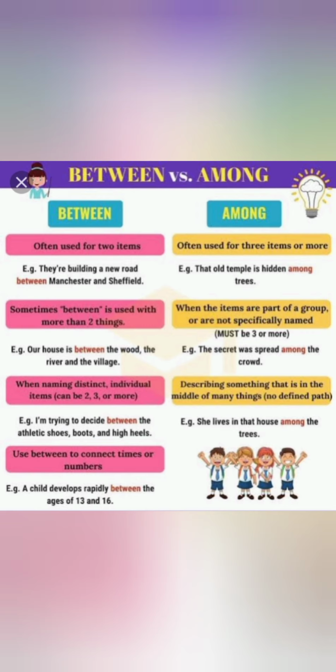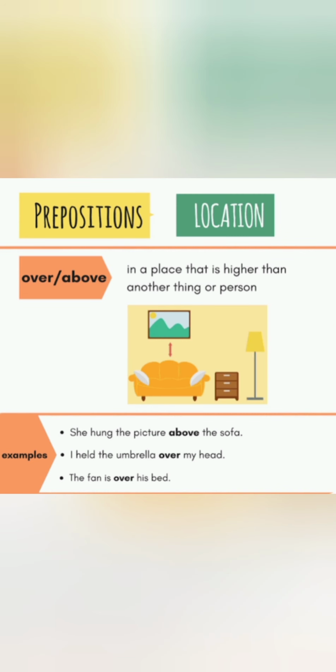Next come above and over. These are the words used to indicate movement. Firstly, let us see about over. Over is used to indicate a movement or a line of sight higher than something. Like if we say a plane is flying over the city, that means it is higher than that. And if we talk about above, it indicates the position of something being higher.